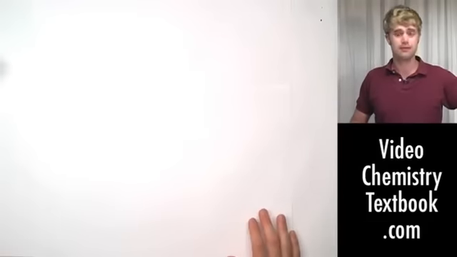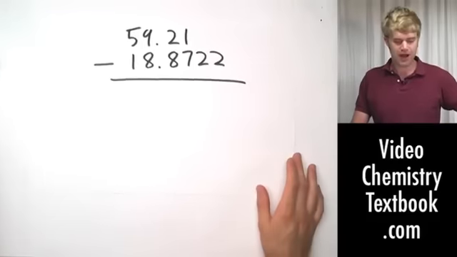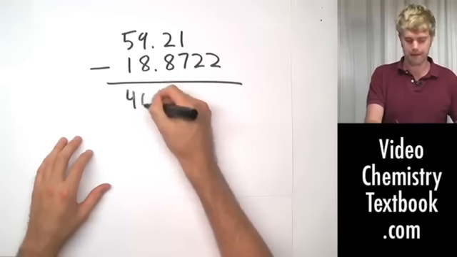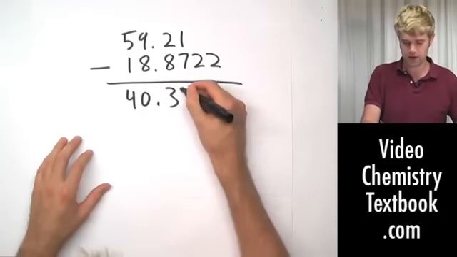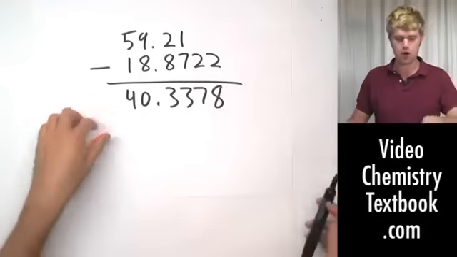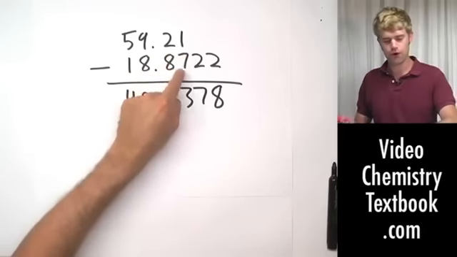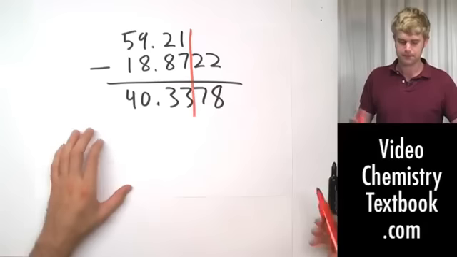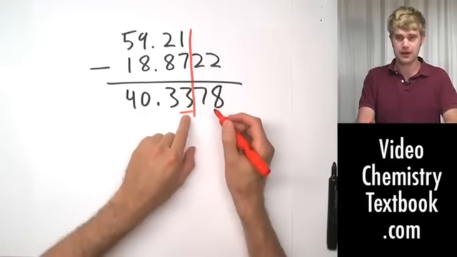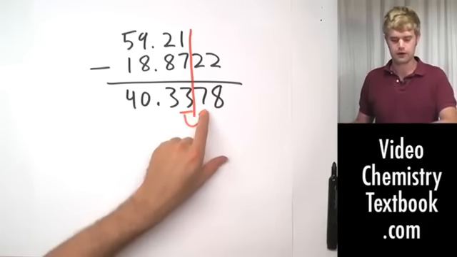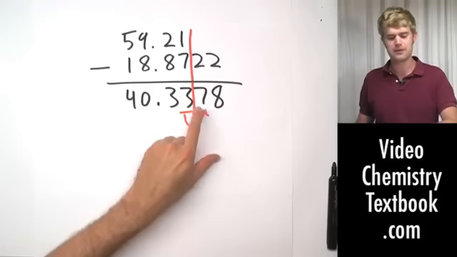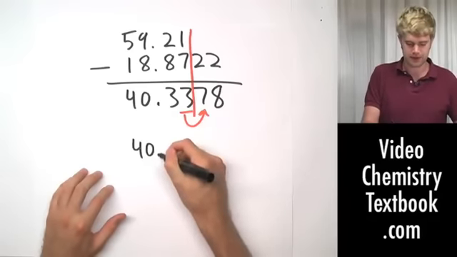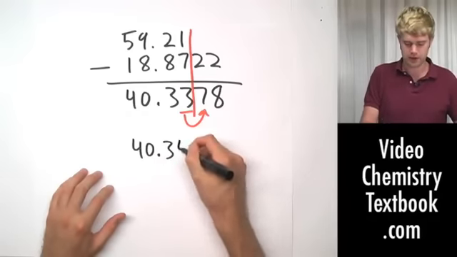Adding a whole bunch of numbers together follows the same rules. Subtraction also follows the same rules. So when I do this subtraction problem, I get 40.3378. 2 decimal places here, 4 decimal places here. That means my line goes just to the side. And 3 will be the last digit. Look to the right of it, to the 7. That means I'm going to round the 3 up to a 4. So the answer I'm going to get is going to be 40.34.